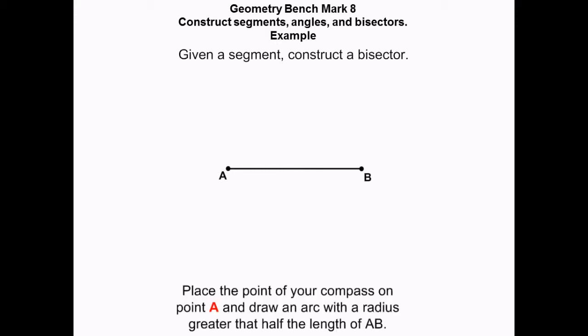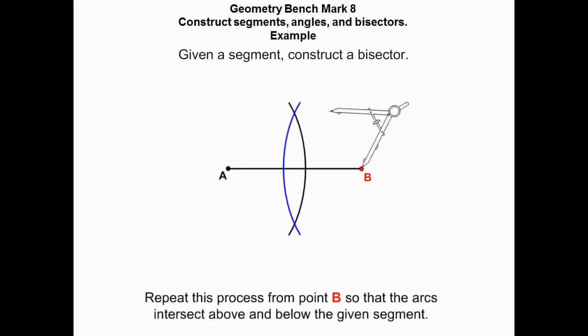We put point A and draw an arc with a radius greater than half the length of B. So somewhere, like I think half is right around here. So I want to go past it. So I go, okay, this is bigger than half. Then I start with B, and I do the same size. And I say, okay, this is bigger than half the other way.